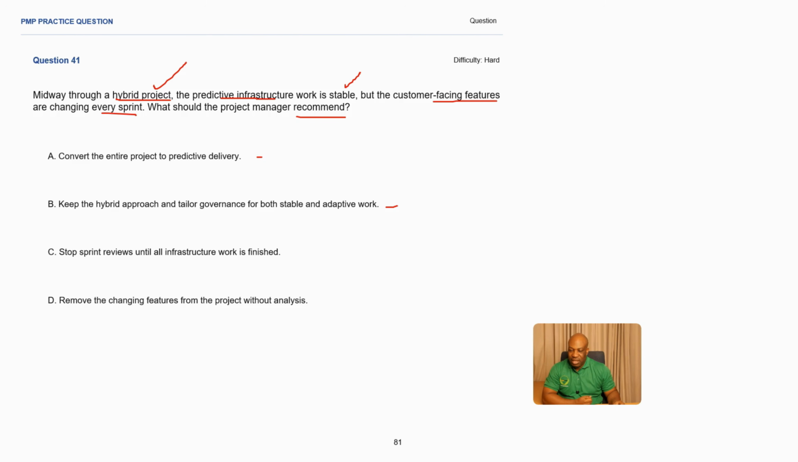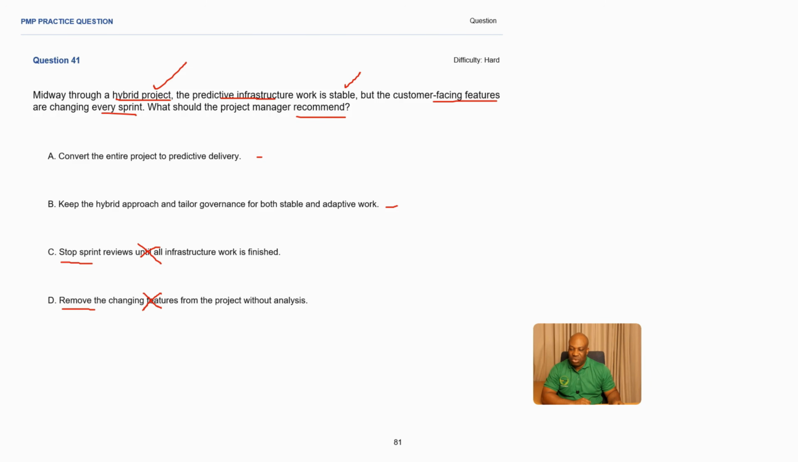Stop sprint reviews until all infrastructure work is finished. In a project, the good mindset, you don't stop anything. Otherwise, you're going to cause delay, and project managers are not supposed to cause delay. So we can eliminate this one straight away. Remove the changing features from the project without analysis. You don't just remove. Remember, this is a hybrid. Part of it is also predictive, and part of it is agile. So you cannot just go and remove things there. So we take this one out.